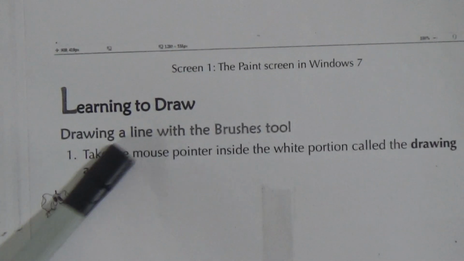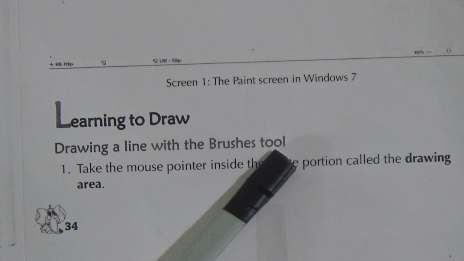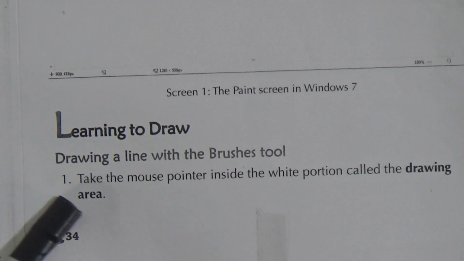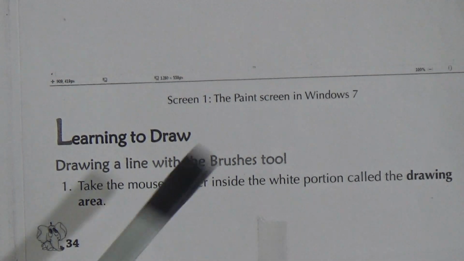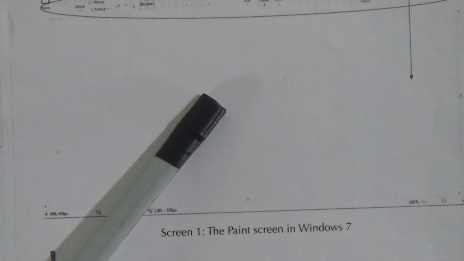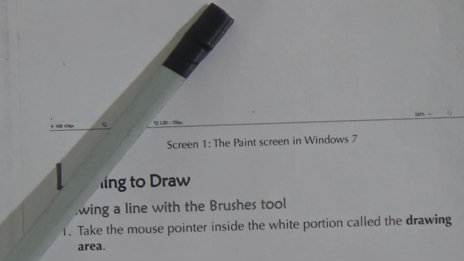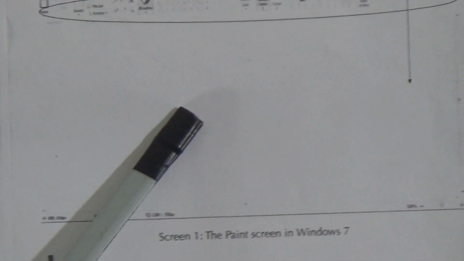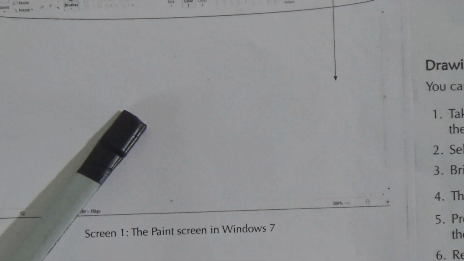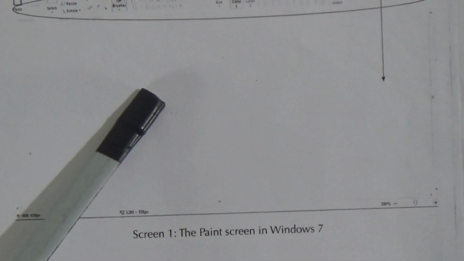Now learning to draw. Drawing a line with the brushes tool. Number 1, take the mouse pointer inside the white portion called the drawing area. So at first we will take the mouse pointer in this white portion, and this white portion is called the drawing area. My dear students, in our previous lesson we have learned what the mouse pointer is. The arrow which is on the monitor screen is called the mouse pointer.